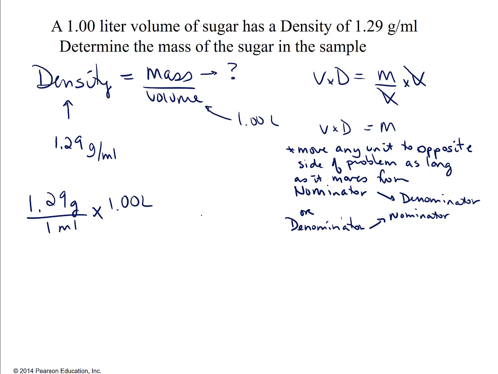So when I multiply these two together, density times volume, do units cancel this way? I have grams, I have milliliters, and I have liters. So liters and milliliters can't cancel. So that means that I have to change a unit. I have to either convert to liters or I have to convert to milliliters. I've got to put volume in the same units.